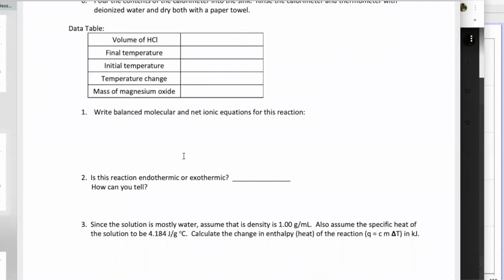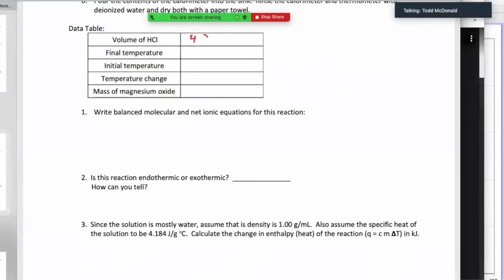So my volume of HCl that I had recorded was 49.8 milliliters, right? The final temperature, I ended up at 23.0 degrees Celsius. I started in the calorimeter at 19.4 degrees Celsius, which means my temperature change, remember you do T final minus T initial to get my delta T. So I end up with a positive 3.6 degree temperature change. The mass of my magnesium oxide was right at 0.350, and this is for MgO, okay?